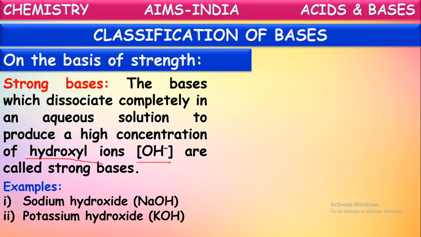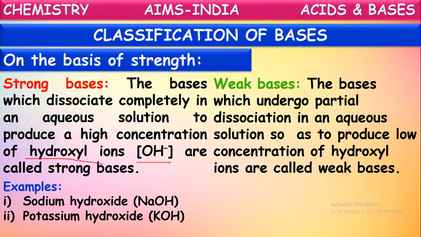If you take 100 molecules of sodium hydroxide into water, almost all the molecules split into Na plus ions and OH minus ions. So these bases are said to be strong bases, which ionize completely, which is, separate into respective ions completely. Okay, next one. Next category, weak bases, quite opposite to this.